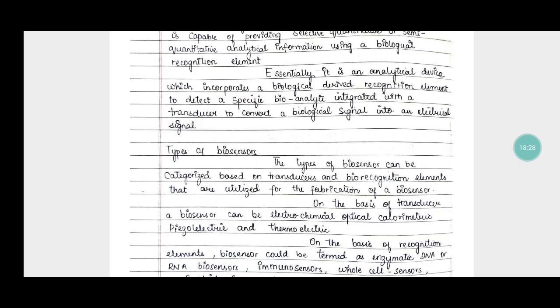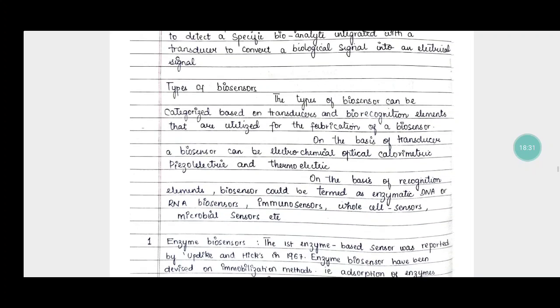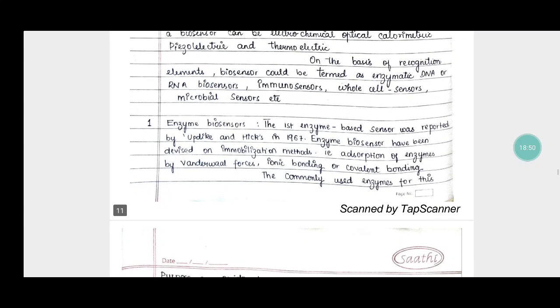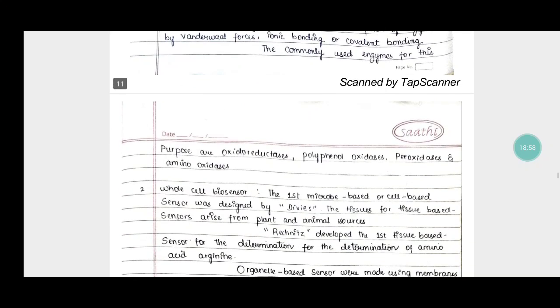So the types of biosensors are, first, the enzyme biosensor, where the first enzyme-based sensor was reported by Updike and Hicks in 1967. Enzyme biosensors have been devised using immobilization methods, that is the adsorption of the enzyme by van der Waals forces, ionic bonding or covalent bonding. The commonly used enzymes for this purpose are oxidoreductase, polyphenol oxidase, peroxidase and amino oxidase.